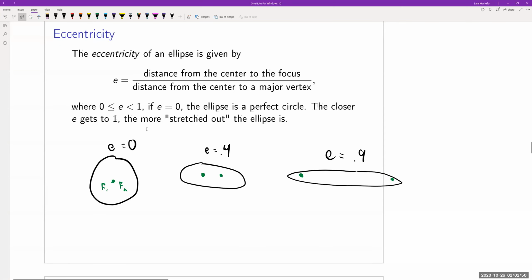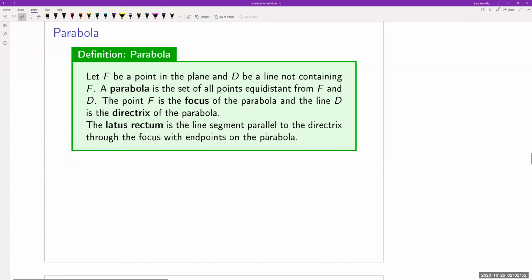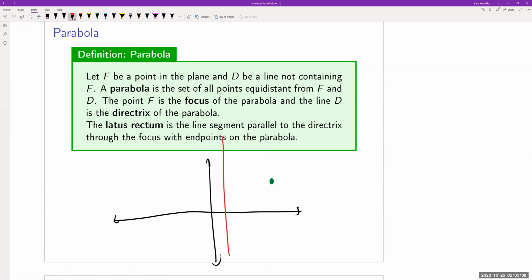With that in mind, let's step away from ellipses for a moment and talk about parabolas. A parabola involves a point and a line. So let's give ourselves that point and that line. Here's a point. Here's a line. The parabola is the set of all points where the distance from the line is equal to the distance from the point.